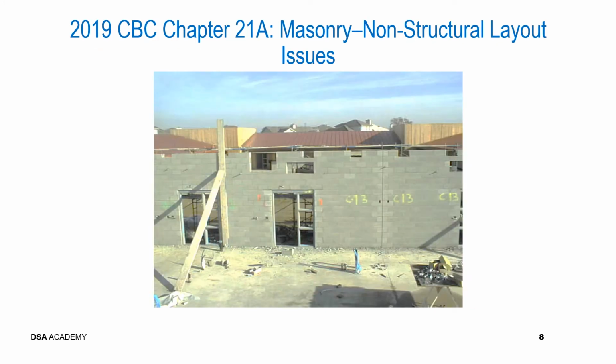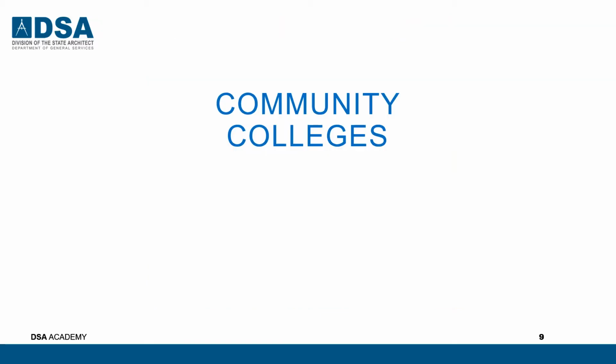Another good typical issue in masonry construction is the location of non-structural openings. You can see in this illustration that there are a few openings at the top of the wall that the structural engineer has not taken care of. This may have been missed in the design and construction and the plan review. This does have to be brought to the attention of the structural engineer or DSA.